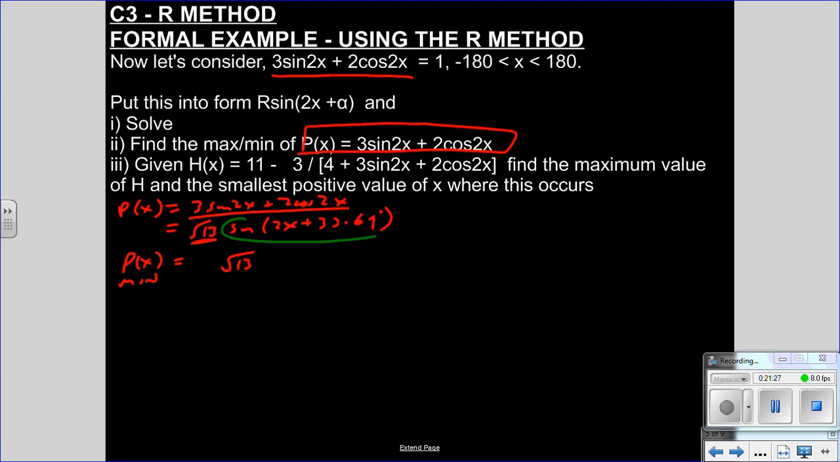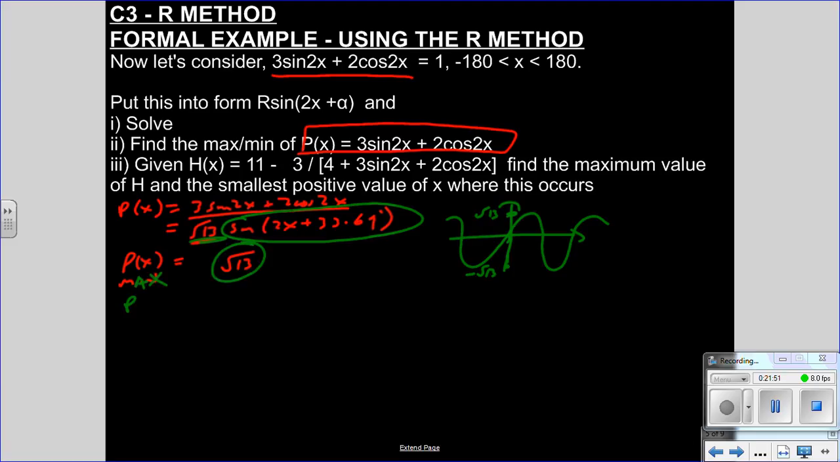That's not going to change. It's a constant, whereas sine changes. Sine varies between 1 and minus 1, doesn't it? So times it by root 13, and this is going to vary between root 13 and minus root 13. So what's the highest and lowest points? Well, you can see the highest point is R, root 13. So that's actually your maximum, whereas P of x minimum equals minus root 13. That's the lowest point that it's going to go to, isn't it? So it's going to be R and minus R. That's done.